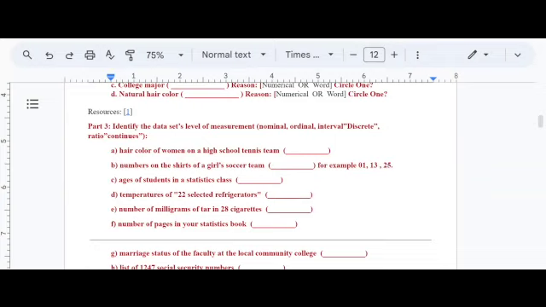Doctor, I have a question. Yes, I don't have the answer to all of the questions sometimes. Yes, go ahead. For B, numbers on the shirts of a girls' soccer team, it's ordinal, is it not? Yeah, I thought that. And then you have to keep the same number. Like in the team, you can have 2 people as number 1. Is the order important?